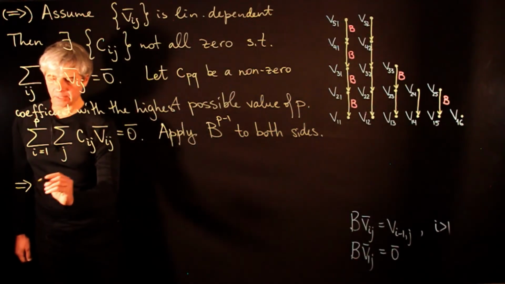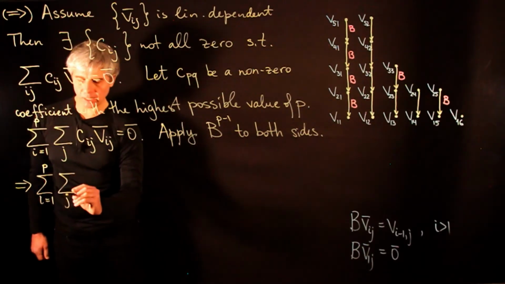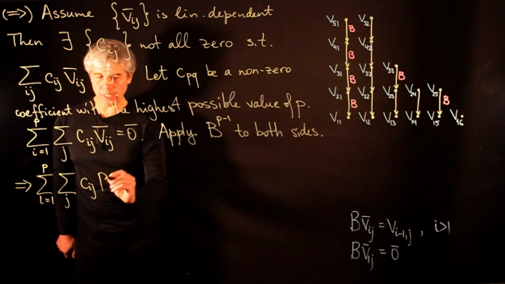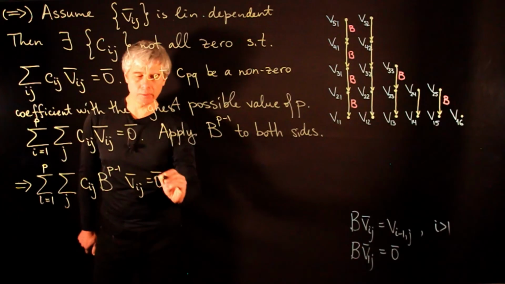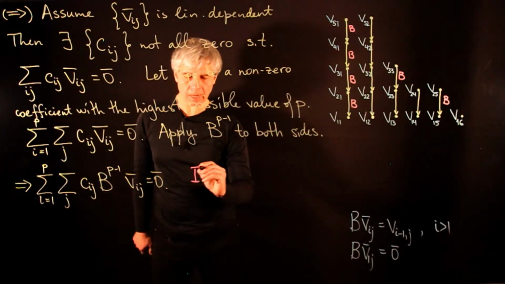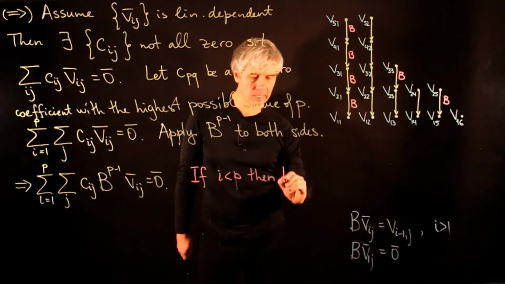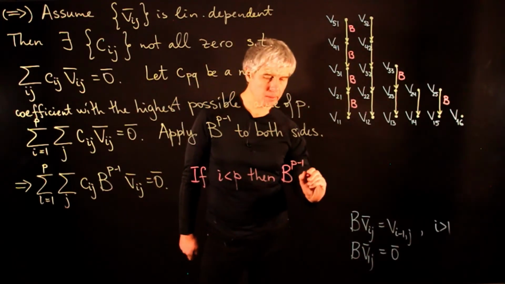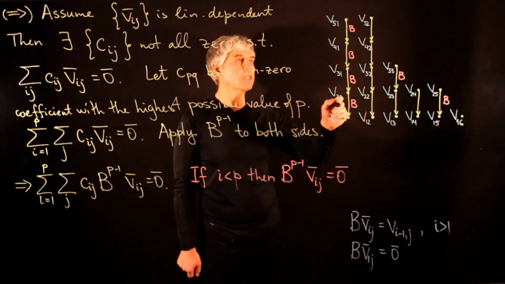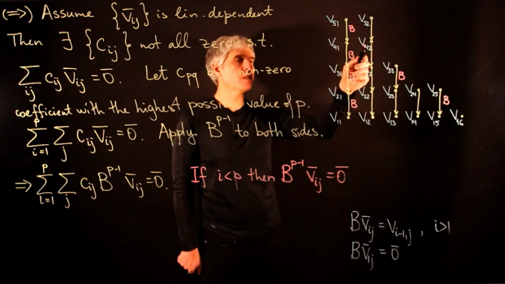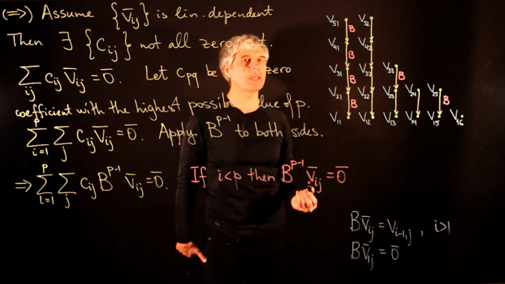Then we get that the sum over i from 1 to p, the sum over j, C_ij, b to the p minus 1, V_ij is equal to 0. Here, if i is less than p, then b to the p minus 1 applied to V_ij will give us a 0 vector. Since if we have a vector that sits at level p minus 1 or lower, by applying b to the p minus 1, we will annihilate that vector.